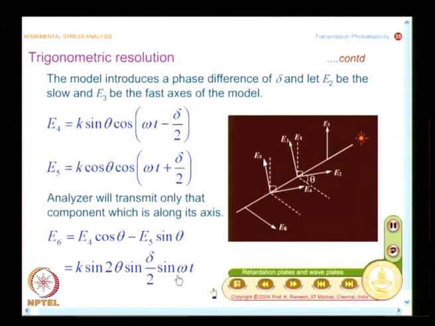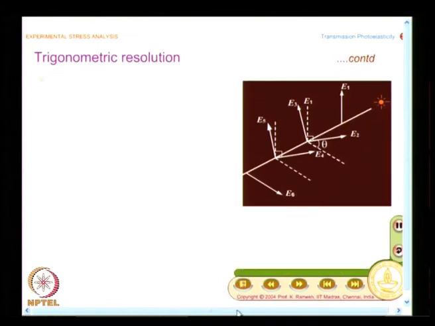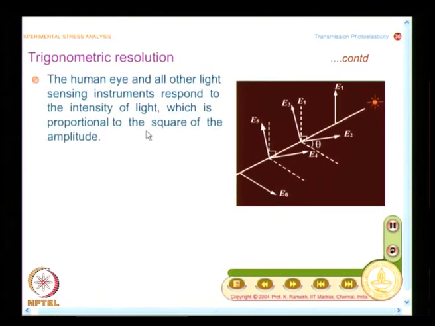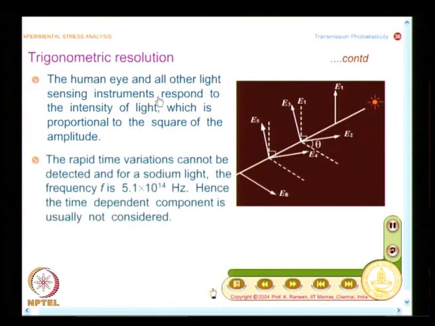But what do you record? I do not record the complete light characteristic. All the sensing elements are sensitive only to the intensity, not the complete light vector. Okay. So, that we will have a look at, what happens. The human eye is also a light sensing instrument. The human eye and all other light sensing instruments respond to the intensity of light. It is a very key concept.